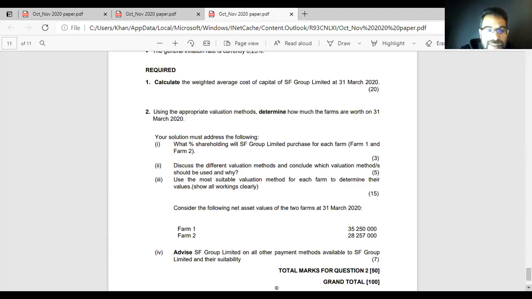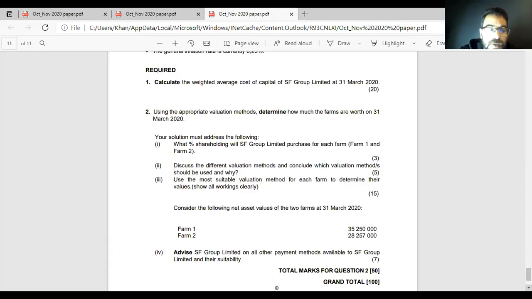Then you're going to discuss the different valuation methods and conclude which valuation methods should be used and why. So remember the different valuation methods: P multiple, dividend growth model, free cash flow. So we will be using dividend growth, free cash flow and P multiple. Why? We are acquiring a majority interest, and we have information available for those methods as well. So that's what you will answer.